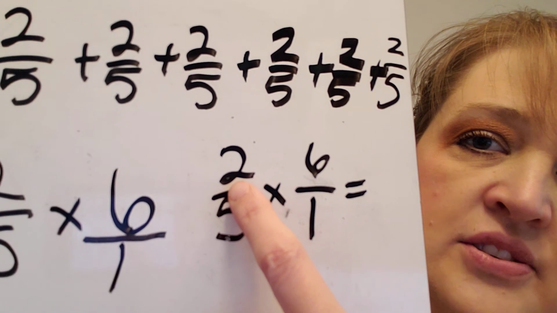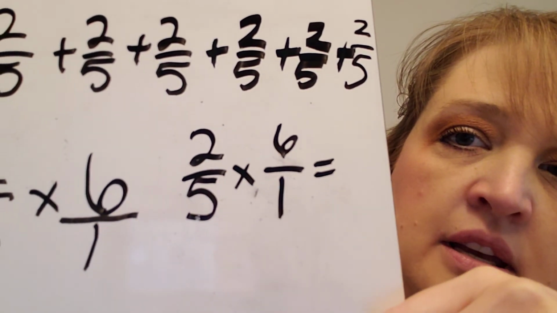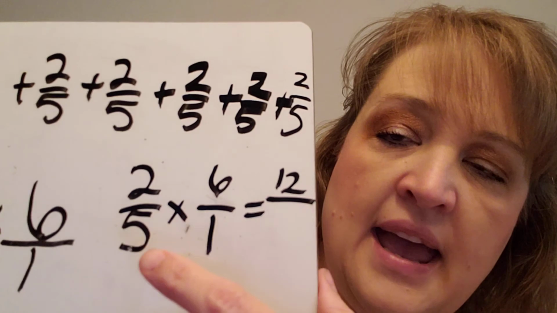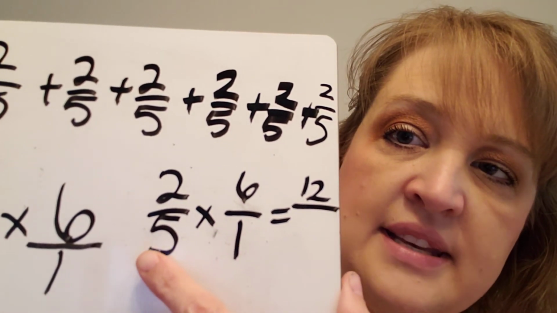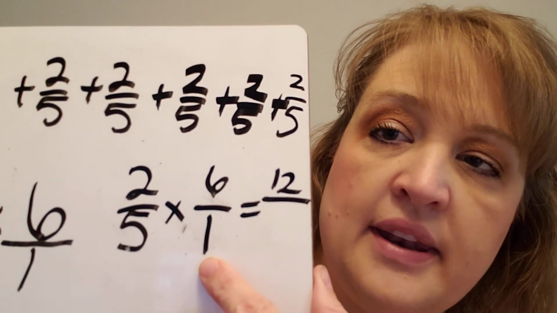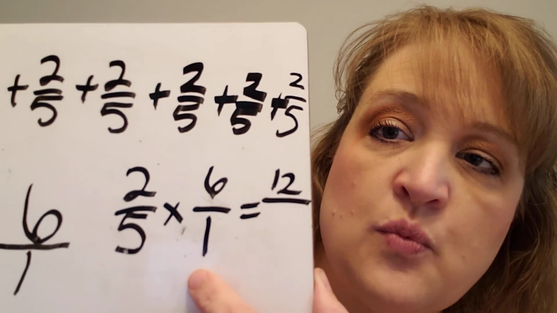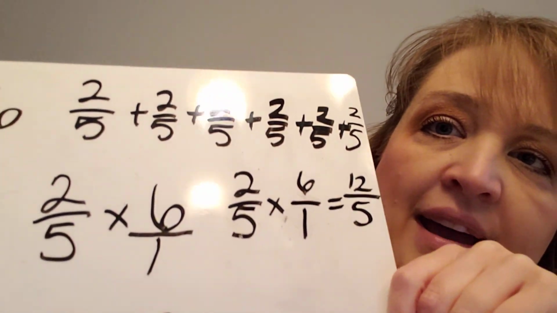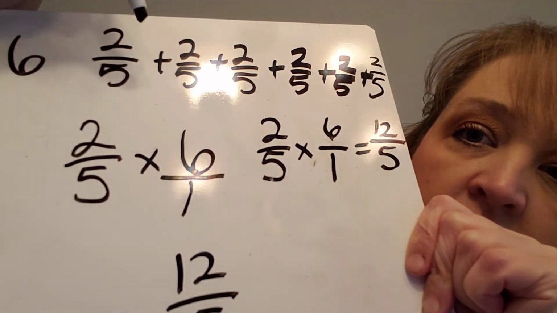Okay, so what is 2 times 6? 2 times 6 is 12. So I put the 12 at the top. And then I do the bottom. What is 5 times 1? 5 times 1 is 5. So my answer is 12/5.